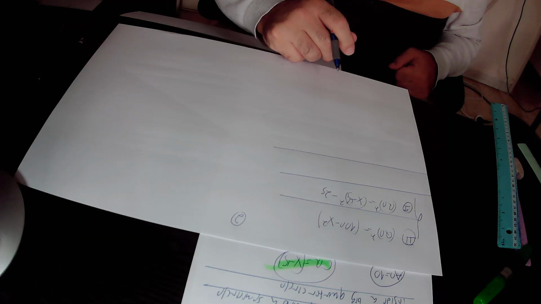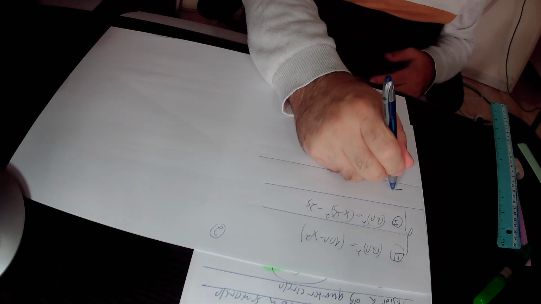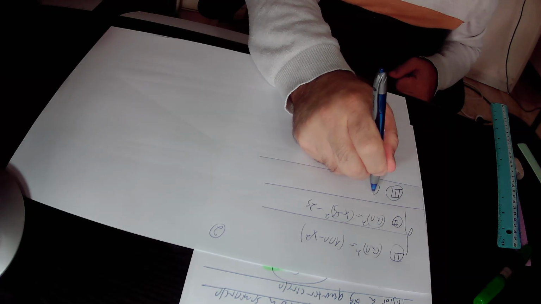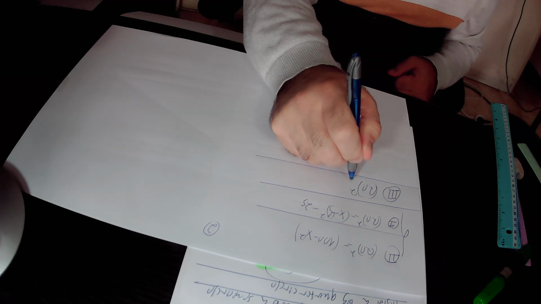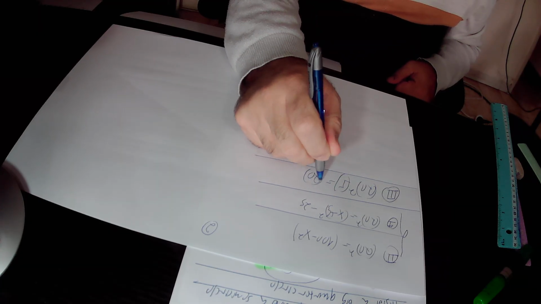Therefore, we will create equation 3 that states that QO squared according to equation 1 must be equal to QO squared according to equation 2.